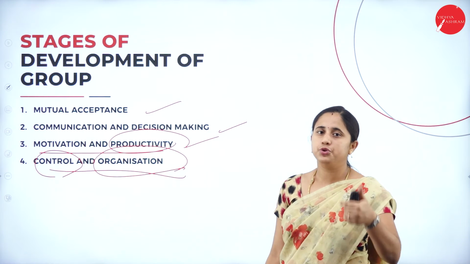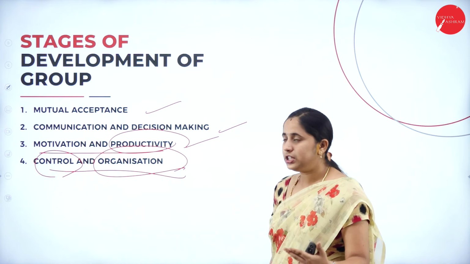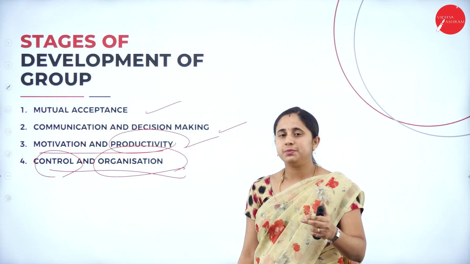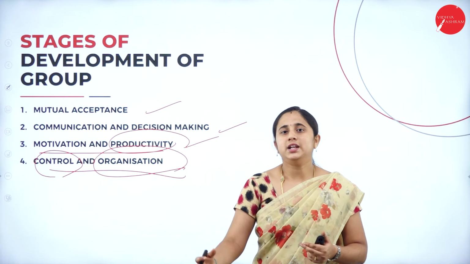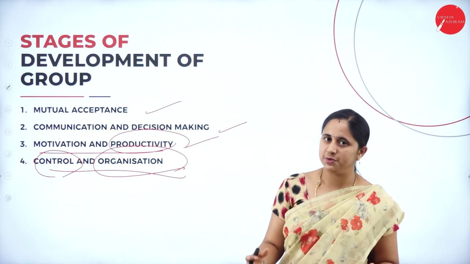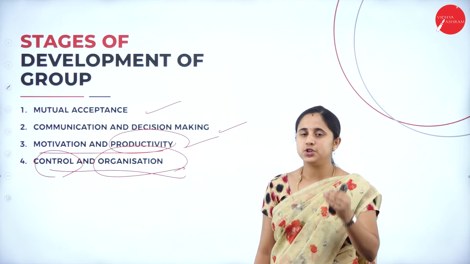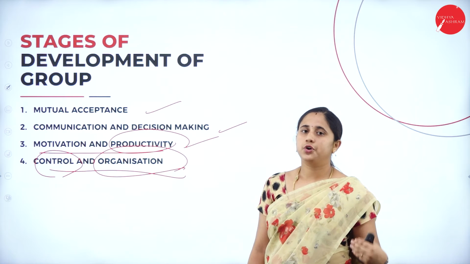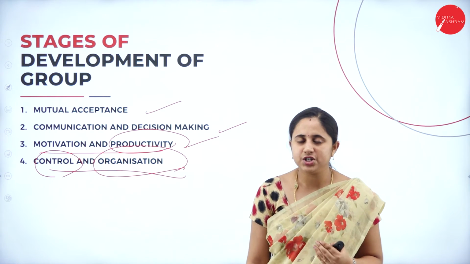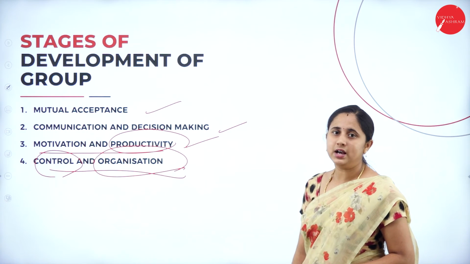First step is to mutually accept, then you will communicate and make a decision, then you will motivate the individual and productivity. Motivating an individual means motivating the group members. Then you will evaluate the performance, group performance as well as individual performance. Based on the evaluation, you are going to control and organize, make decisions or make changes in the group activity to increase your efficiency and productivity. So these are the stages of developing a group.